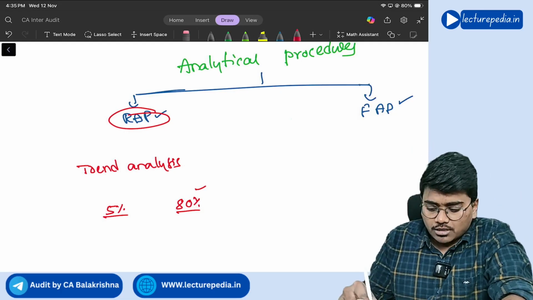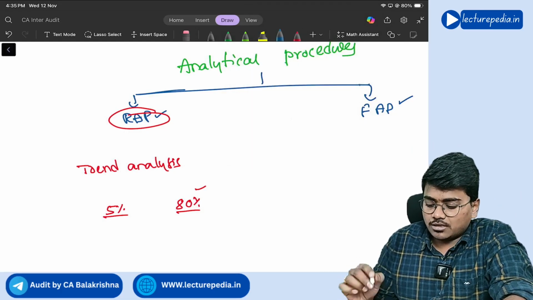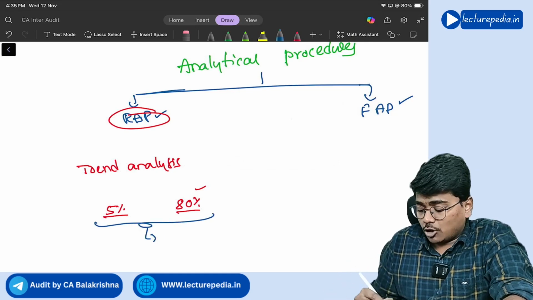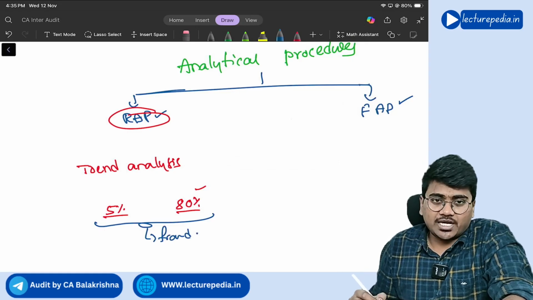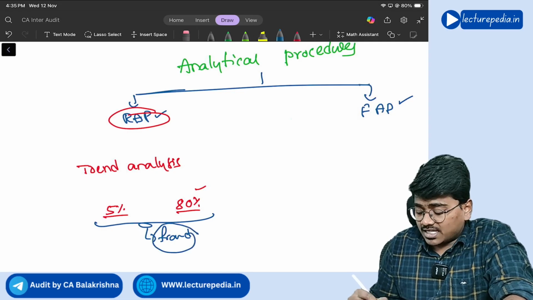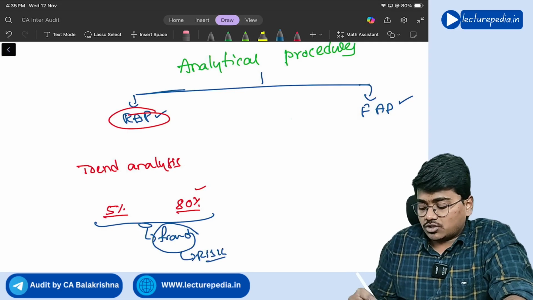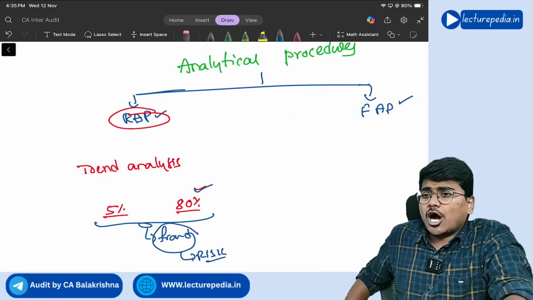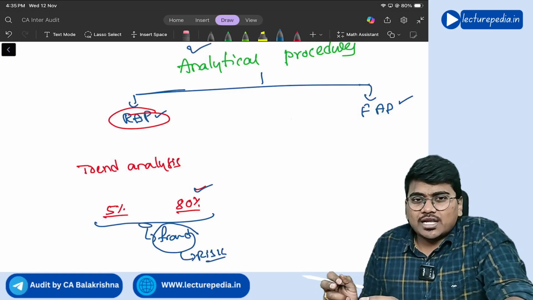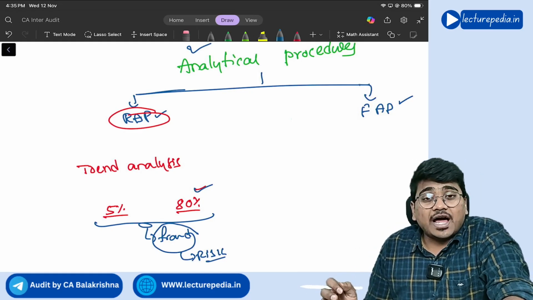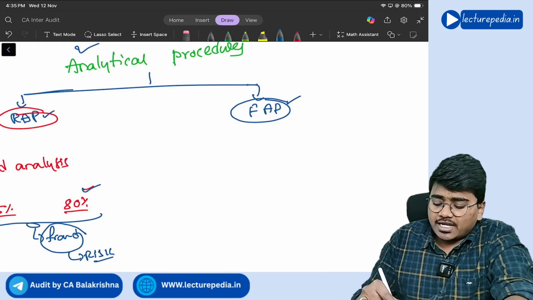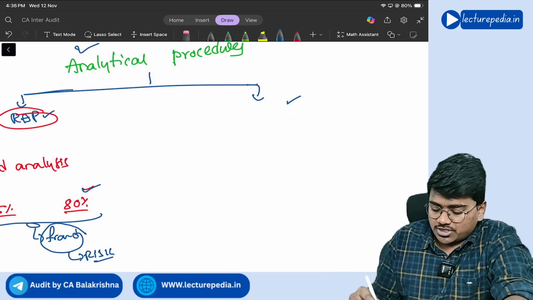So, there are two possibilities. Firstly, it could have been a genuine increase, or there could have been a fraud committed here. Correct or not? From these two things, anything would have happened. So you have identified the risk here. Correct or not? Risk of material misstatement you have identified. How did you identify? By performing an analytical procedure. So this is how you can use analytical procedure for identifying the risk. Got it?